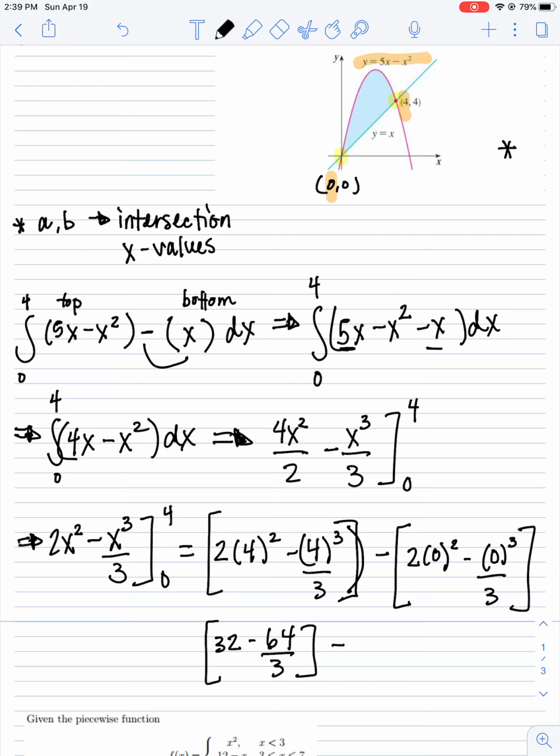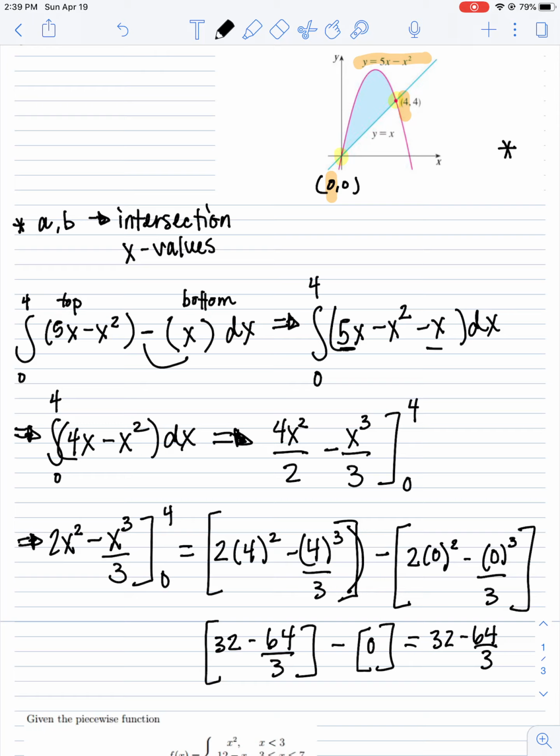Minus 0 squared is 0 times 2 is 0 minus 0 cubed over 3. That's just a big old 0, guys. So really we're just looking at 32 minus 64 over 3. And guys, we do need to make a common denominator.